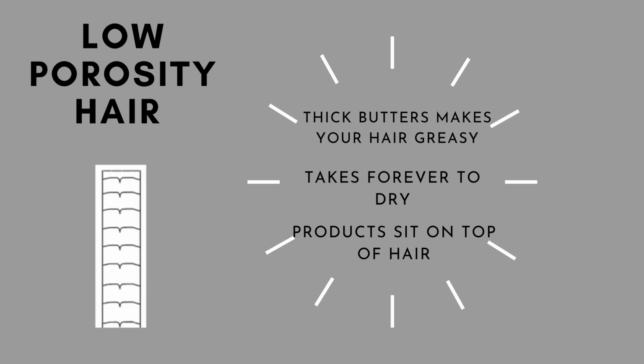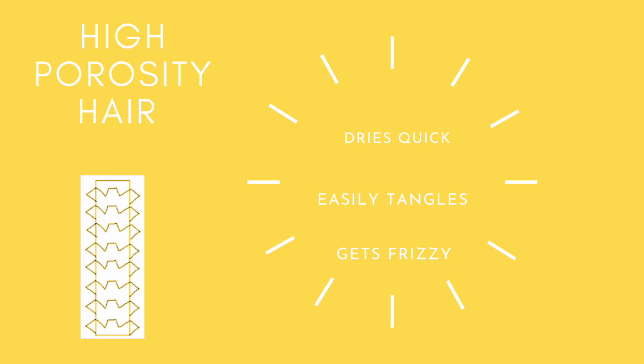If you have high porosity, this is how your hair strands would look. That means your cuticles are more open and it allows for water and products into your hair. But the disadvantage is that since the cuticles are more open, it's more susceptible to tangling. It dries really quick and also gets frizzy a lot.